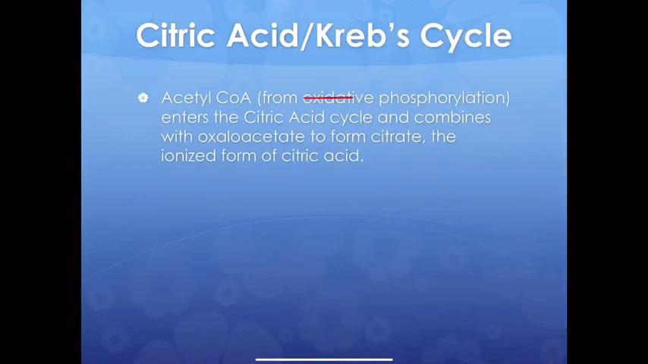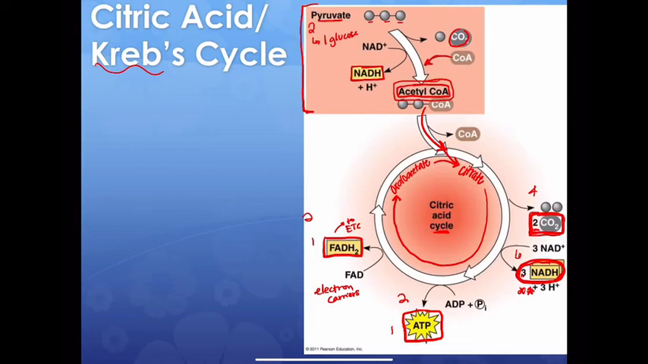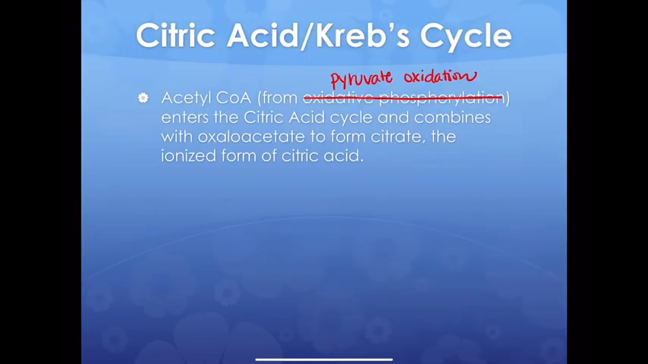Here's where I had messed that up. From pyruvate oxidation. I knew I had another spot in my notes that was messed up. Acetyl-CoA from pyruvate oxidation, so make sure to change that in your notes, enters the citric acid cycle and combines with oxaloacetate to form citrate. And citrate is the ionized form of citric acid. Okay. And that's what we just talked about. That's just expressing it in word form here.